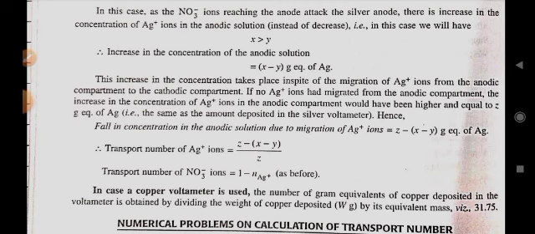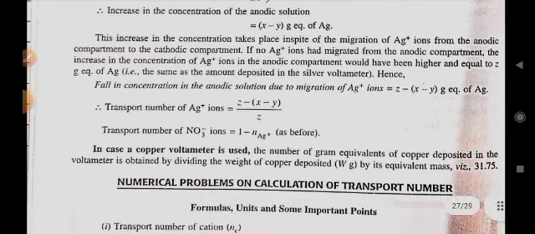Thus, the increase in the concentration takes place in spite of the migration of Ag positive ions from the anodic compartment to the cathodic compartment. If no Ag positive ions had migrated from the anodic compartment, the increase in the concentration of Ag positive ions in the anodic compartment would have been higher and equal to z gram equivalent of Ag, that is, the same as the amount deposited in the silver voltameter.